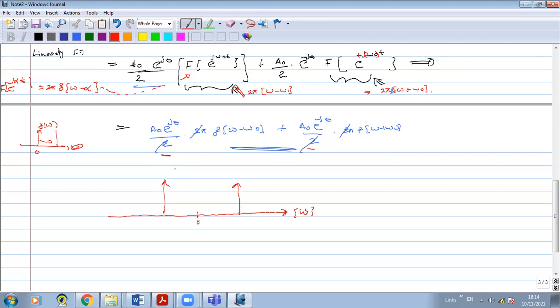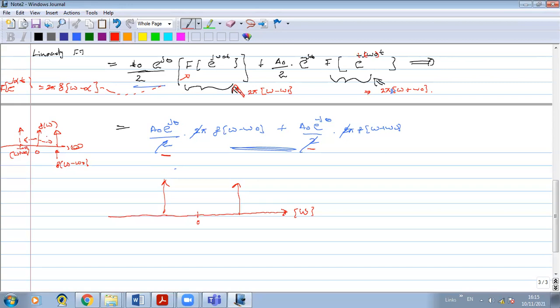Here you can remember the time transformation. Using the transformation technique, we can derive this. Here we have delta of omega minus omega naught. If you shift by plus omega naught, the impulse will shift to the minus side. So if I have omega plus omega naught, we have the impulse at minus omega naught.